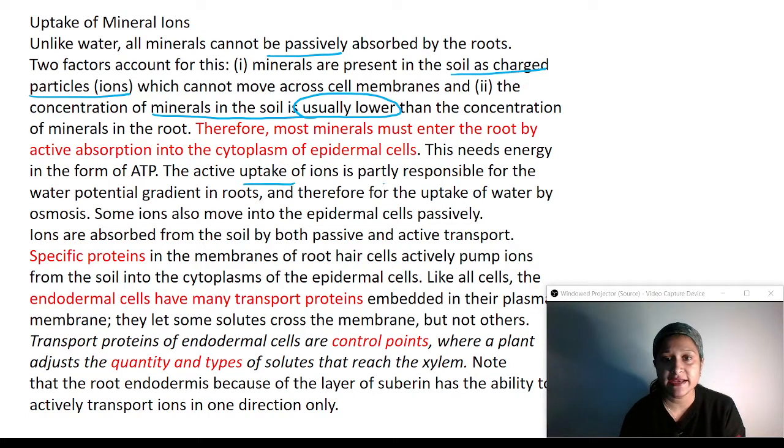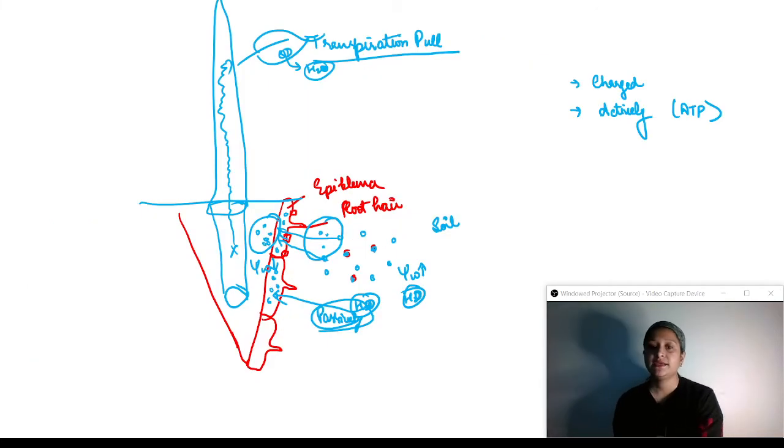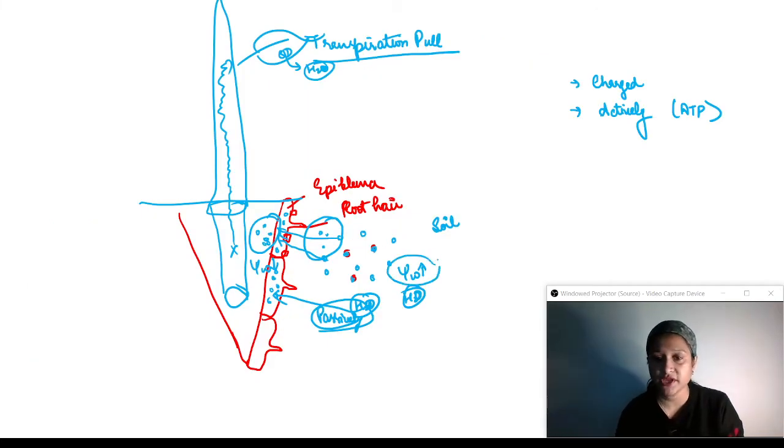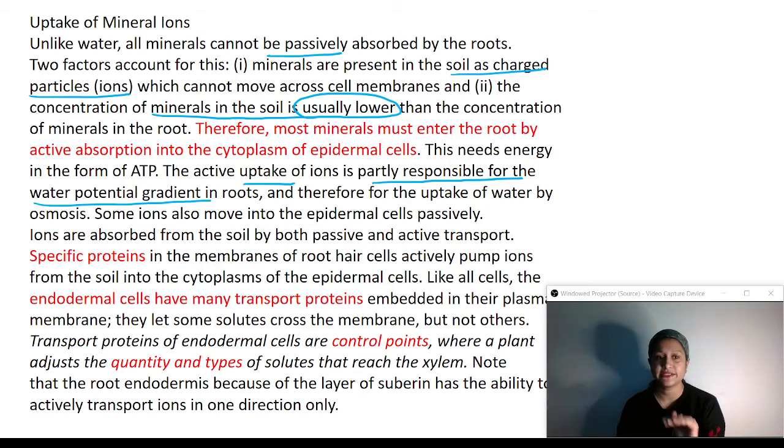Active uptake of ions is partly responsible for the water potential gradient. ठीक है, अब आयंस अंदर एब्जॉर्ब हो गए हैं तो वाटर पोटेंशियल ग्रेडियंट जनरेट हो गया है, यानी कि यहाँ पे तो हो गया हाई वाटर पोटेंशियल और रूट में हो गया लो वाटर पोटेंशियल। तो पानी जो है हाई वाटर पोटेंशियल से लो वाटर पोटेंशियल की तरफ मूव करेगा and it will move passively. Fine, ions are absorbed passively as well as actively, as I said earlier, but mostly they are absorbed in the active form.